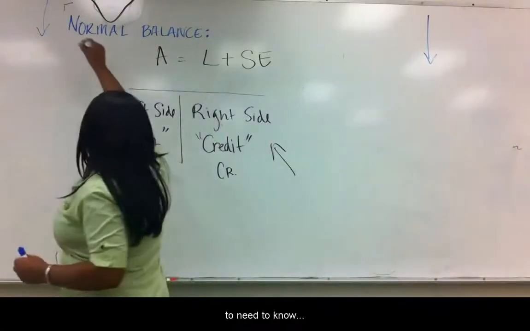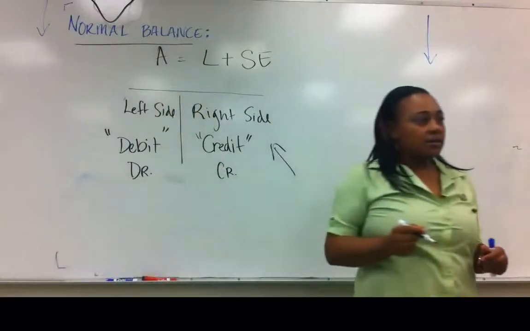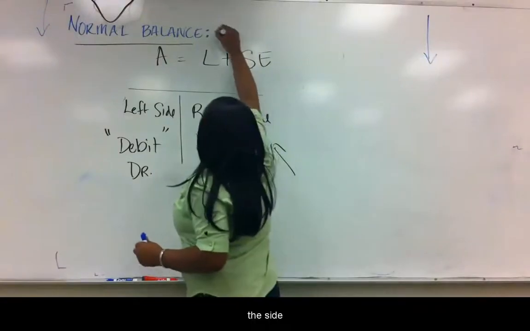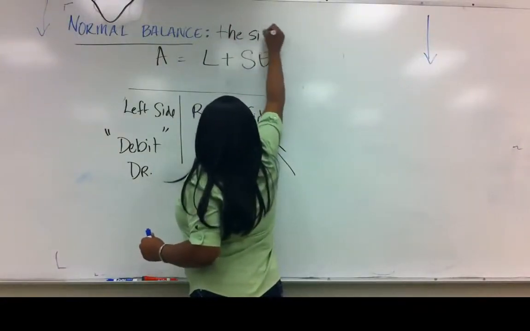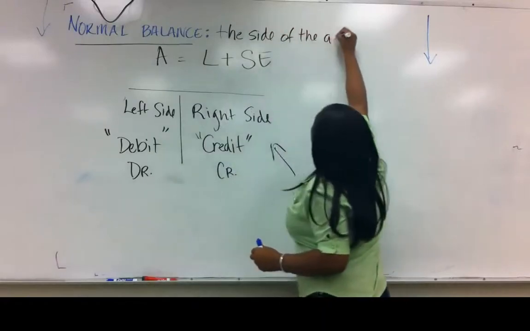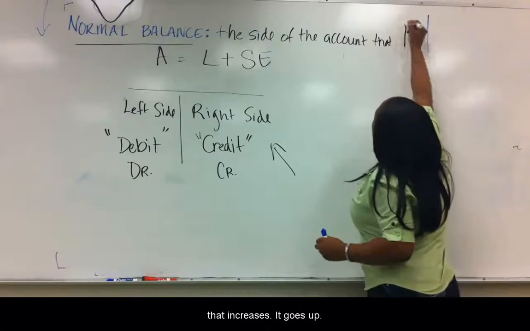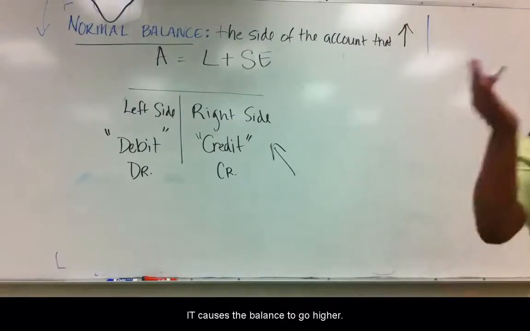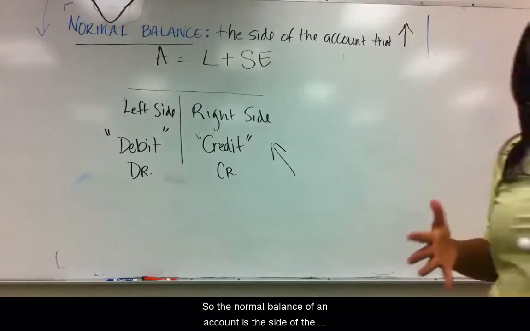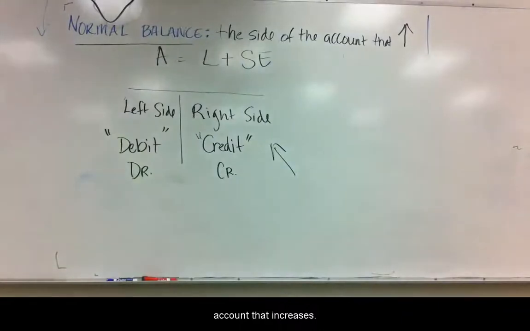Now something else that you're going to need to know is what does normal balance mean? Normal balance means the side of the account that increases, that goes up, that causes the balance to get higher. So the normal balance of an account is the side of the account that increases. That means every account will have one normal balance. It'll either be the left side, which is the debit, or the right side, which is the credit. Some accounts will increase on the debit side, and some accounts will increase on the credit side.